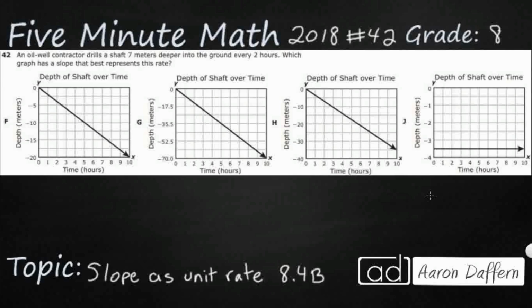Today we are looking at the 8th grade concept of slope as unit rate. This is standard 8.4b in the great state of Texas, and we are using item number 42 off the 2018 released STAAR test. If you have not done so already, please go ahead and take a moment to pause the video, work this problem out on your own, unpause it, and we will look at our answers together.